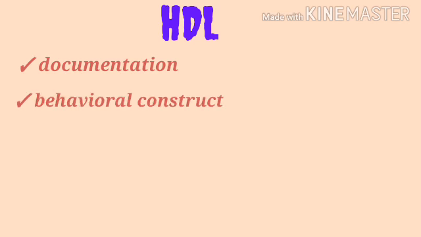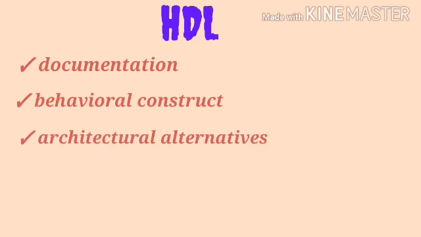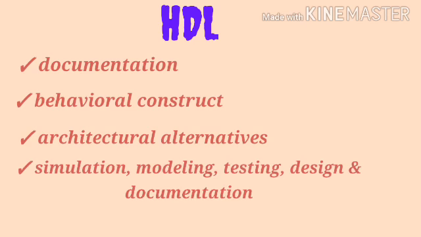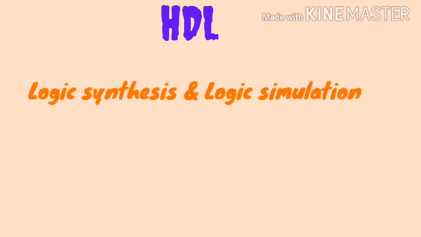It allows hardware designers to express their design with behavioral constructs. An abstract representation helps the designer explore architectural alternatives through simulations and to detect design bottlenecks before detailed design begins. HDL is used to describe hardware for the purpose of simulation, modeling, testing, design, and documentation. Logic synthesis and logic simulation are two complementary design processes done by using HDL.